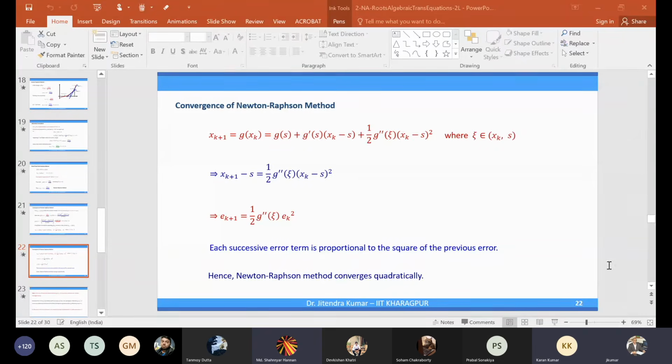Yes, exactly. We are saying quadratically because it is proportional to the square term. Exactly. Fine. Quadratic is square.